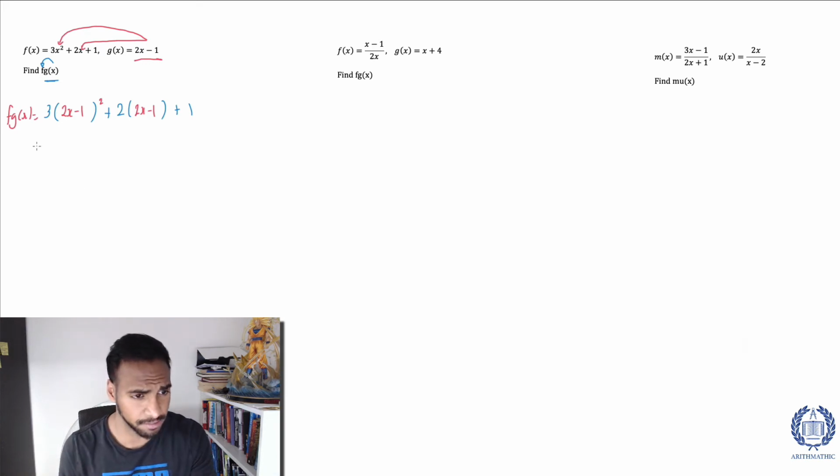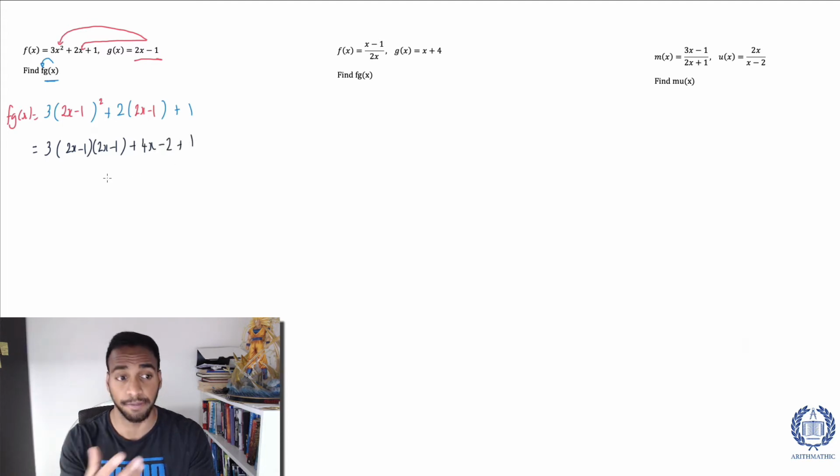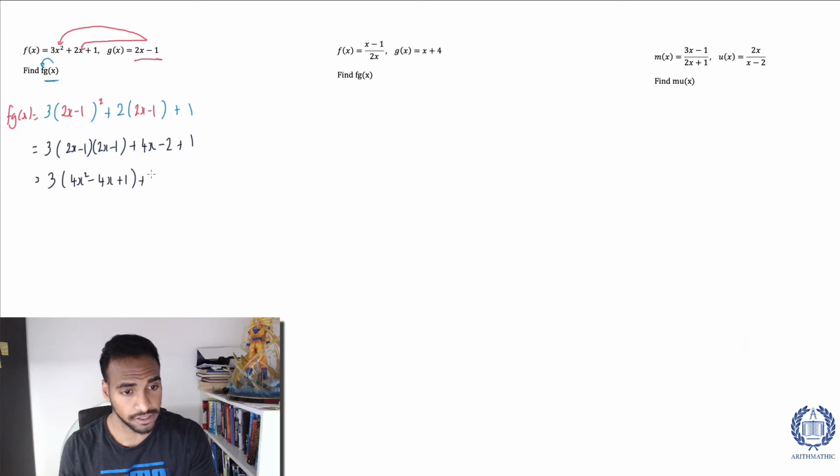Now it's pretty straightforward. We're going to expand and simplify. So 3 bracket 2x minus 1 squared means you're going to times it by itself, and then expand this. 2 times 2x is 4x, 2 times minus 1 is minus 2, and obviously don't forget the plus 1. If we expand this bracket, 2x minus 1 and 2x minus 1, we should get 4x squared minus 4x plus 1, plus 4x, and then minus 2 plus 1 is minus 1.